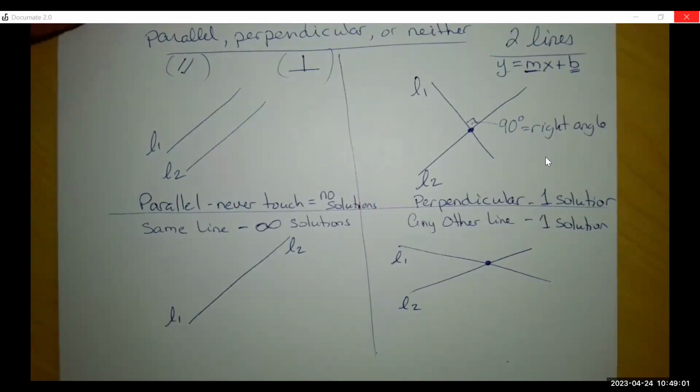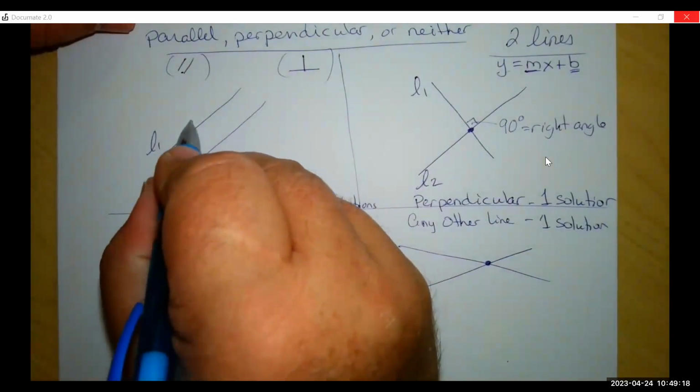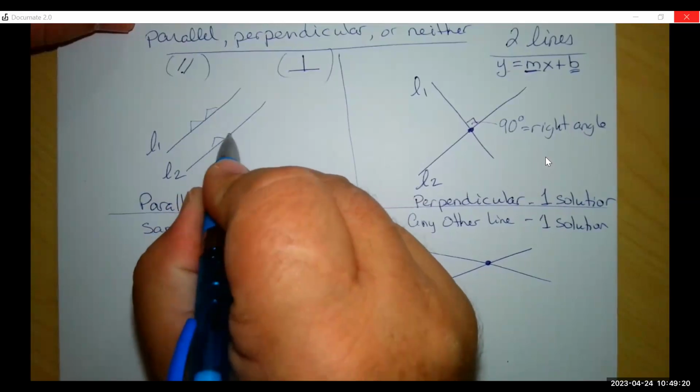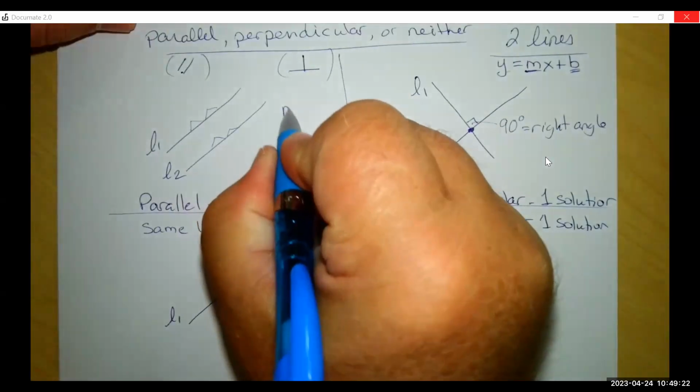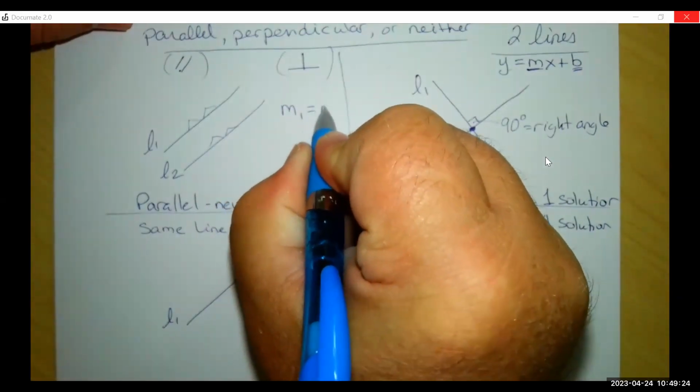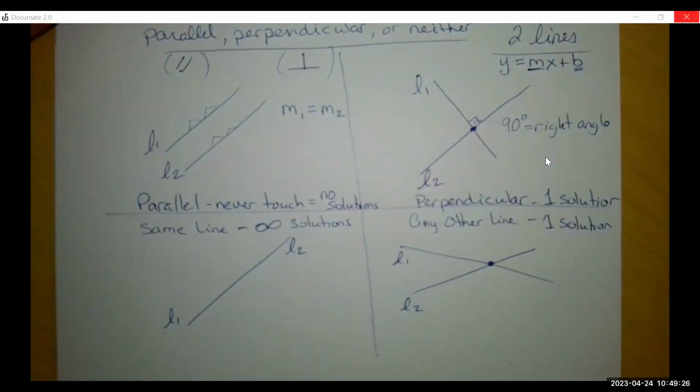If two lines are parallel, how are they the same? Well, they have to have the same slope. The same slope has to be up one over, or whatever the slopes are, has to be the same. So the slope of line one has to equal the slope of line two.